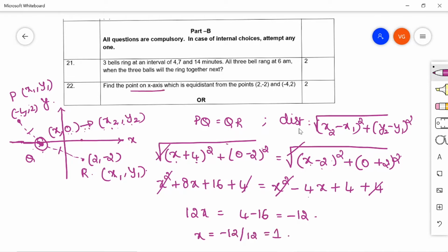So they're asking you to find the point on x-axis. So the point here is (x, 0), which is nothing but, sorry, this is minus 1, right? So (-1, 0) you have. So this is how we can solve the problem.